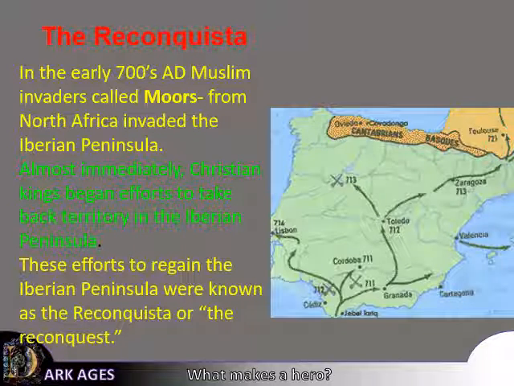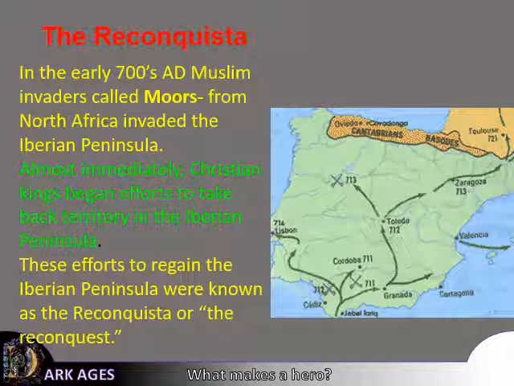And finally, the Reconquista. In the early 700s AD, Muslim invaders, sort of the same ones that were in the Holy Land during the Crusades, also invaded the Iberian Peninsula, which is where Spain is now. And Christians did not like this. They did the same thing during the Crusades. They try and kick everybody out. The way they do it is called the Inquisition. They basically take people up, demand that they change to Christianity. If they don't, they torture them through various methods of torture.